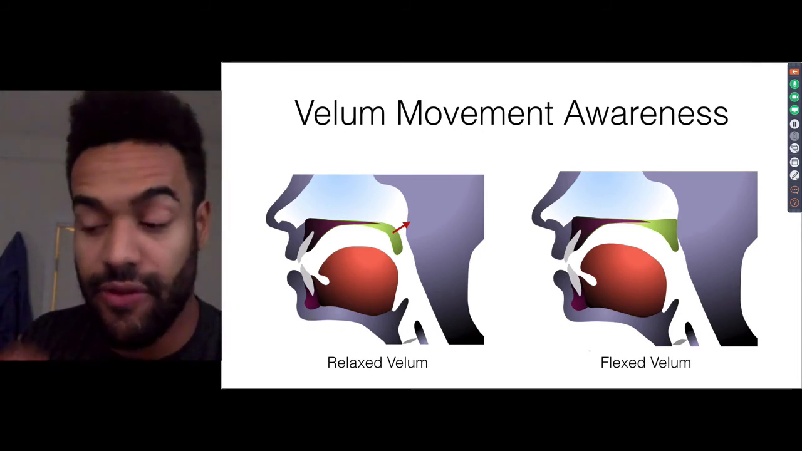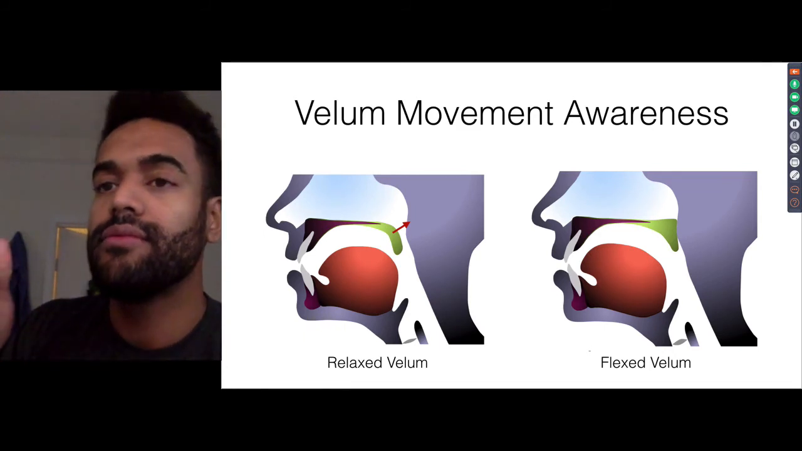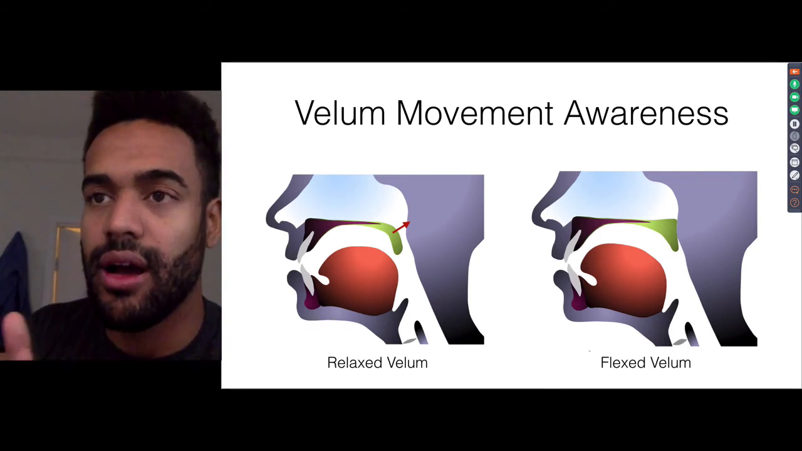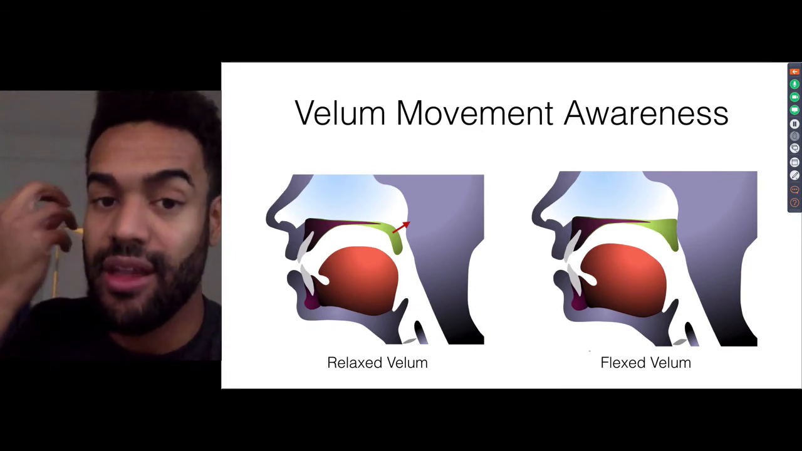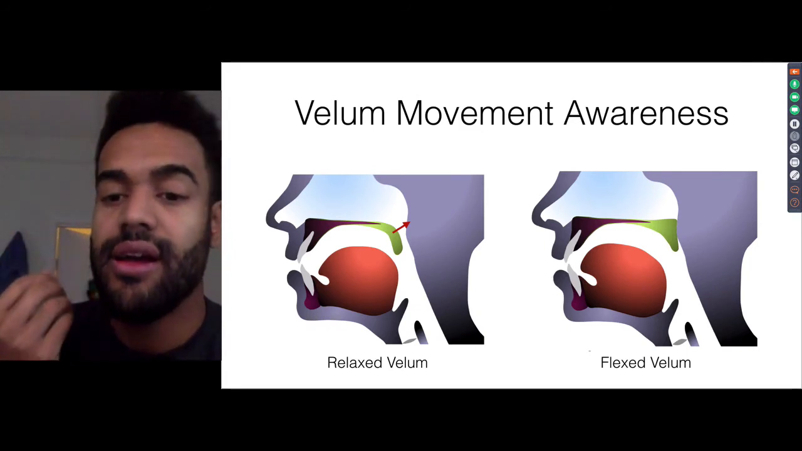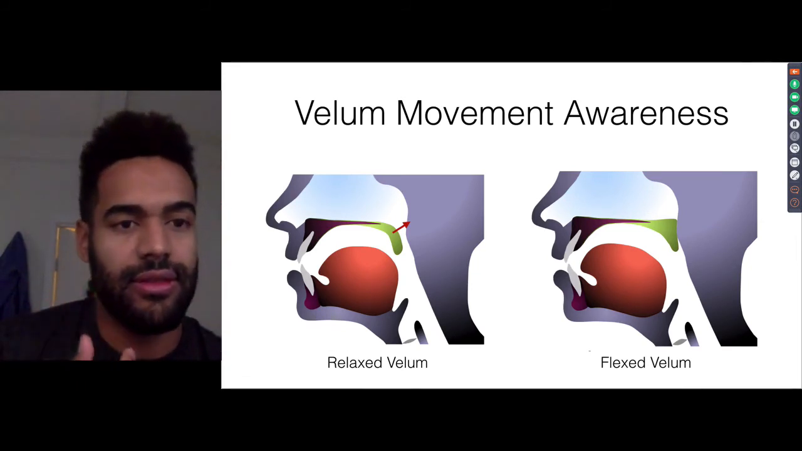That is a tension of your velum. So you say, that movement is your velum relaxing. Okay. So yes, this is the velar movement.